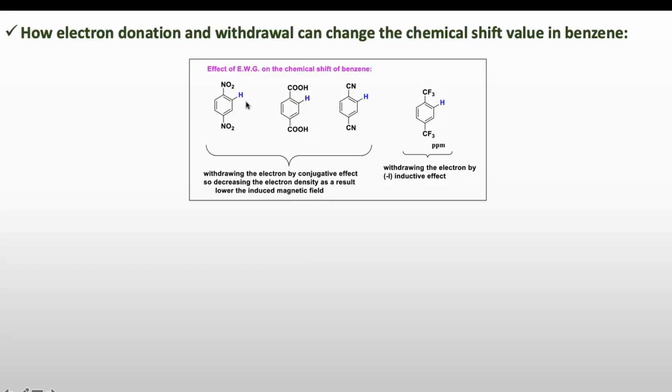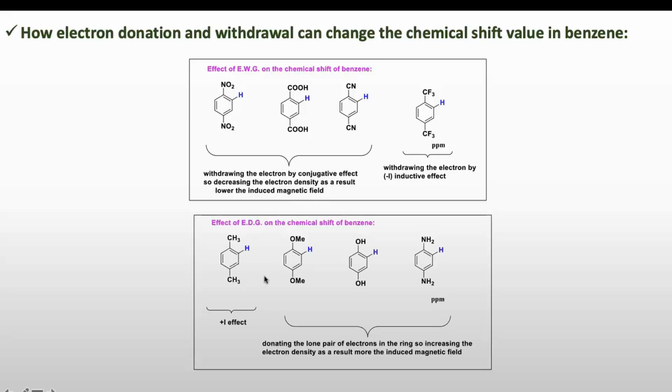So overall, this proton will appear at higher chemical shift value because this nitro, CHO or CN group pulls electrons from the ring by the conjugation effect. But in the case of CF3, which does not create any conjugation effect, the CF3 group decreases the electron density in the ring by pulling electrons through the minus I effect. So overall, that will make this proton more deshielded, and this proton again will appear at higher chemical shift value than the unsubstituted proton in benzene.